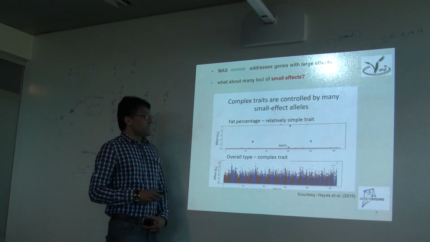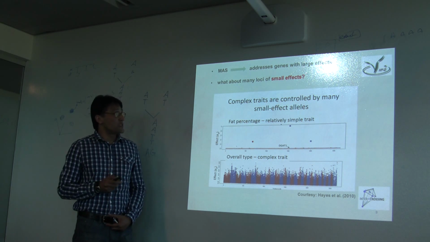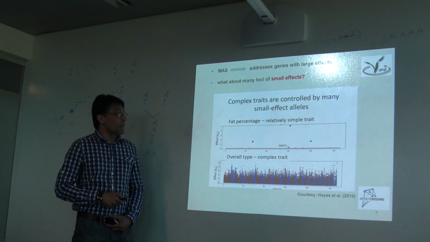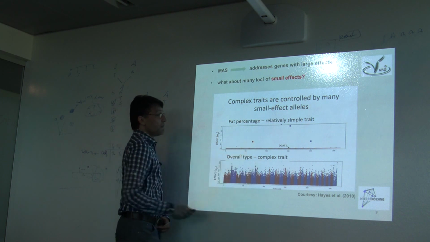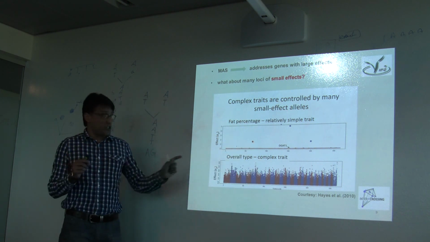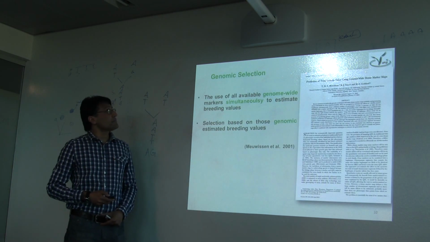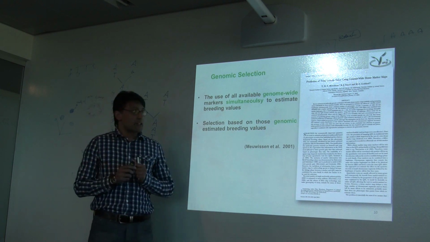So here we have this trait, which is a simple trait actually, controlled by the DGAT1 gene. And we have an example of an overall complex trait, which you can see is controlled by very many loci of small effects. Now coming to genomic selection.